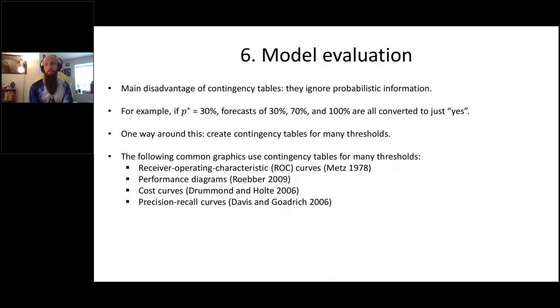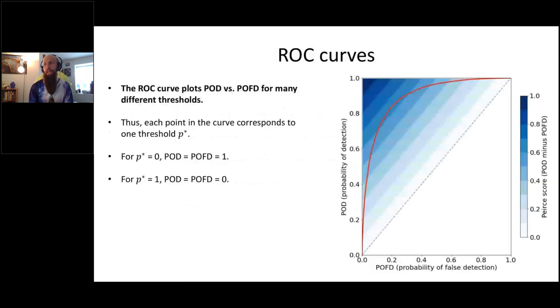One way around this is to create contingency tables for many different thresholds, and there's some common graphics that use contingency tables for many different thresholds. So for example, ROC curves and performance diagrams, which are the ones we see most often in atmospheric science. So the end of this lecture is going to talk about ROC curves and performance diagrams, and then we're going to talk about reliability curves real quick. And then we're going to have maybe 10 minutes to go through that CoLab notebook and show you a couple of things.